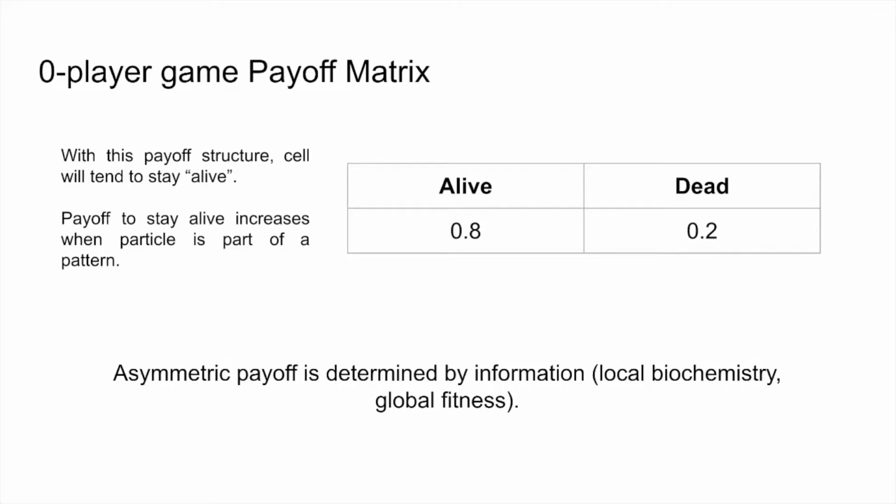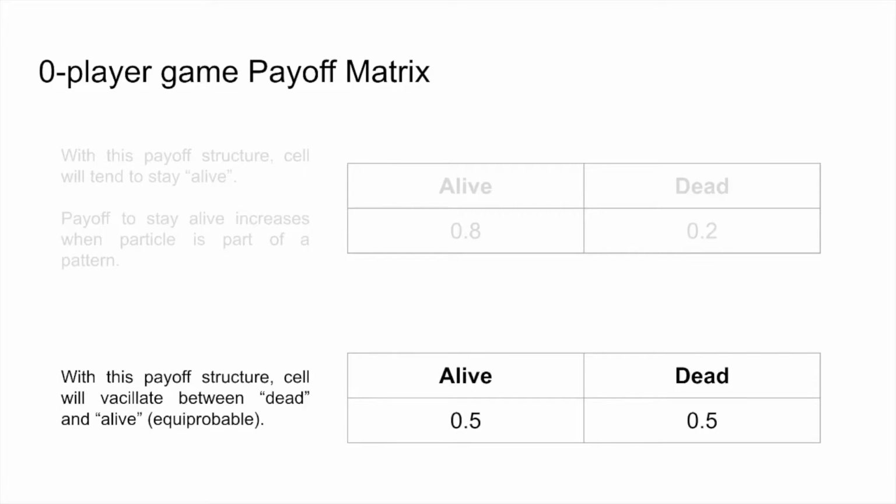So in this case, we can set the payoff to be higher when it's doing something that is reaching some sort of goal, some sort of biological goal, like being part of a pattern. This asymmetric payoff is determined by information. It could be local biochemistry or it could be global fitness. So when you're modeling the system of the game, you can set the payoffs in a way that reflects something that perpetuates the system.